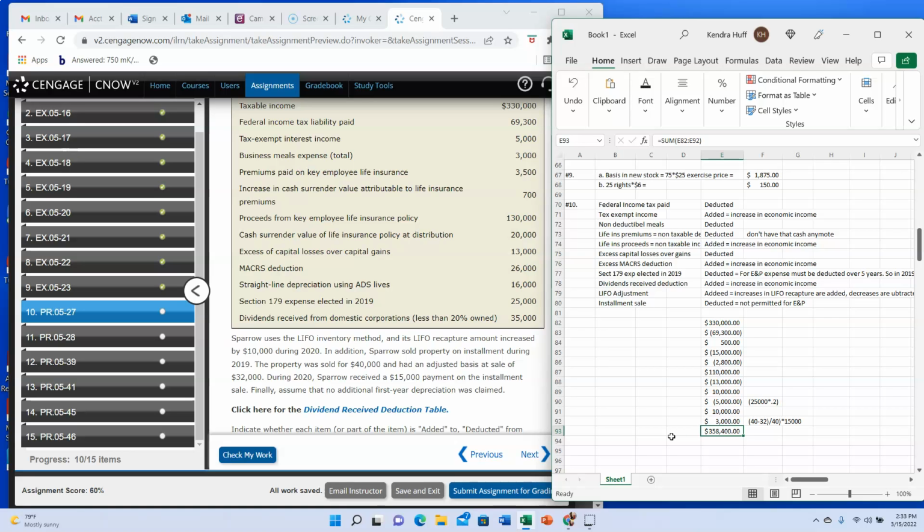I have something wrong. So 330, 69.3. This is 5,000. This is 1,500. 2,800, 110, 13,010, 5,000. I left out the dividends received deduction. Where should it go? It should go above this. So let me move these down too.